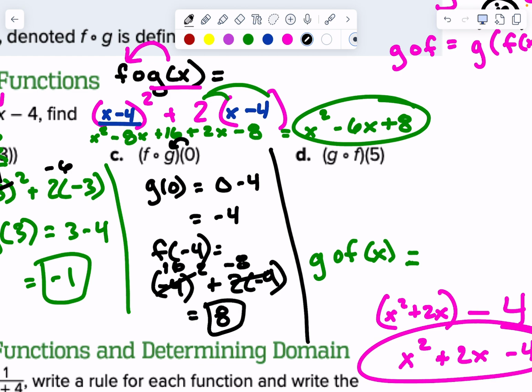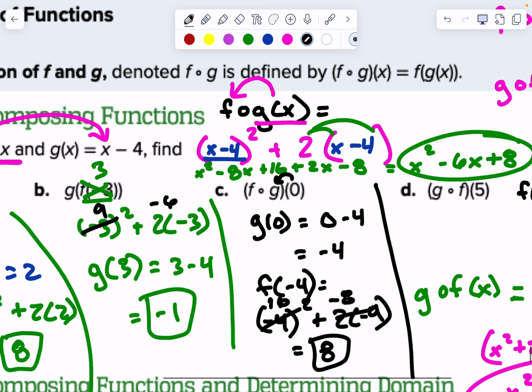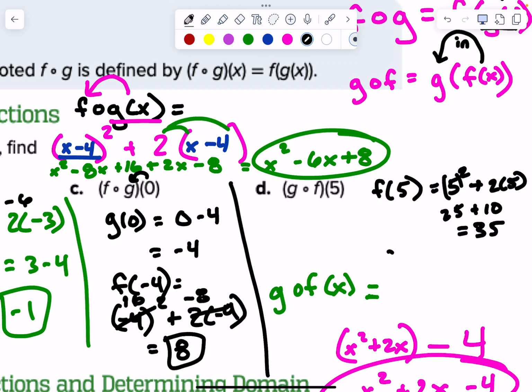Yeah? Okay? All right, g composed of f of 5. I need to find f of 5 first. So I'm going to plug 5 in. 5 squared plus 2 times 5. Okay, that's 25 plus 10, so that is 35. Now I'm going to take 35 and plug it into g. g of 35 is 35 minus 4. So 31 is the final answer. Okay, clear as mud. Addison, was that hugely fast?